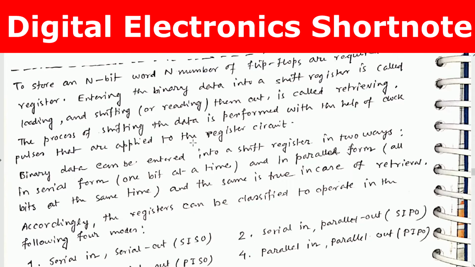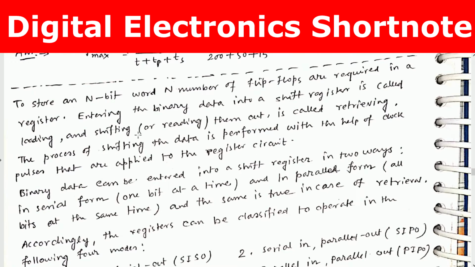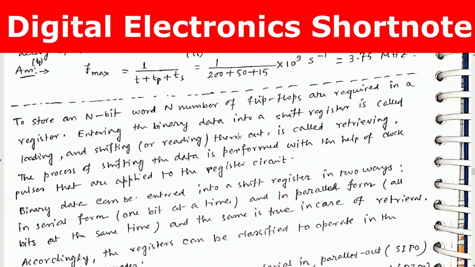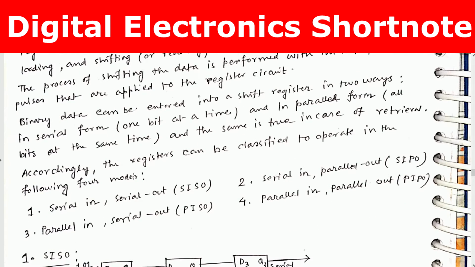To store an n-bit word, n flip-flops are required in a register. Entering the binary data into a shift register is called loading, and shifting or reading them out is called retrieving. The process of shifting the data is performed with the help of clock pulses applied to the register circuit. Binary data can be entered into a shift register in two ways, in serial form or in parallel form. The same is true in case of retrieval.